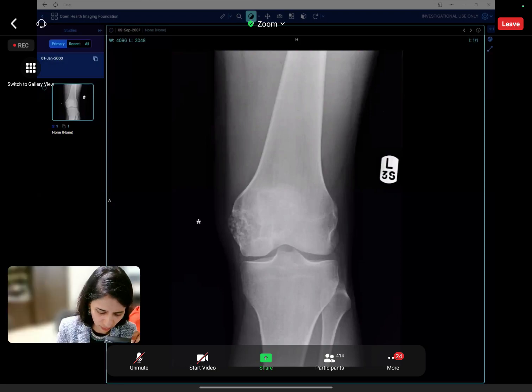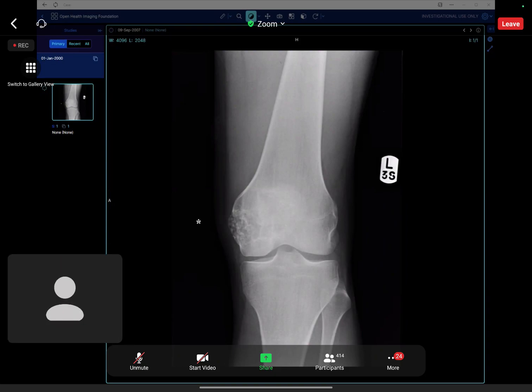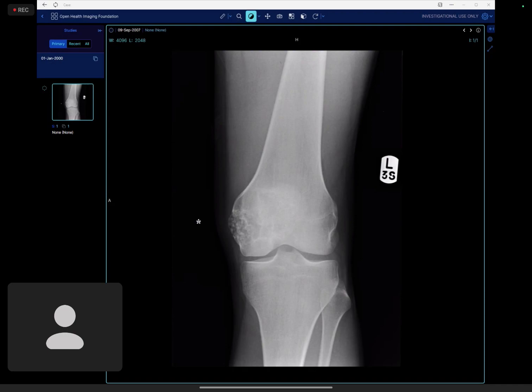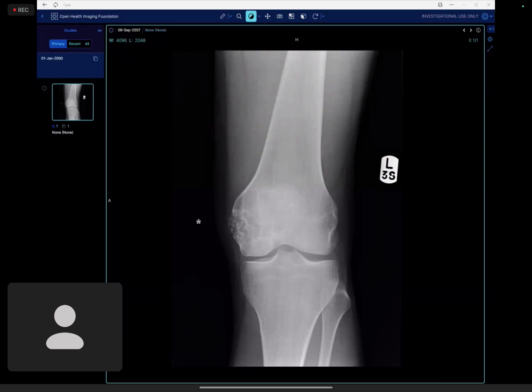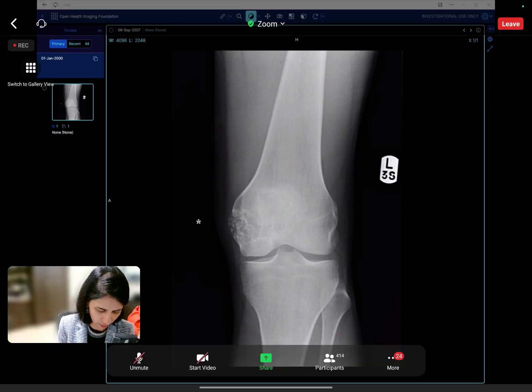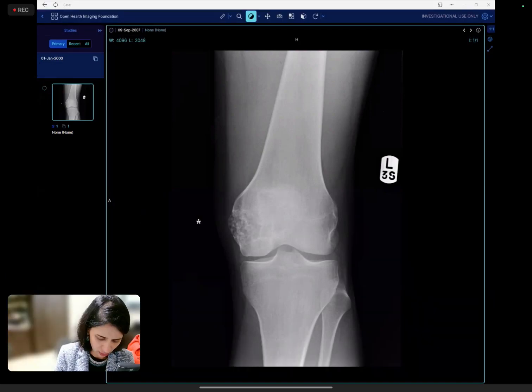Where is the lesion in relation to the bone? It is eccentric. Okay, so I will put giant cell tumor as the main differential. So giant cell tumor was your main differential. Let's go to the next case.